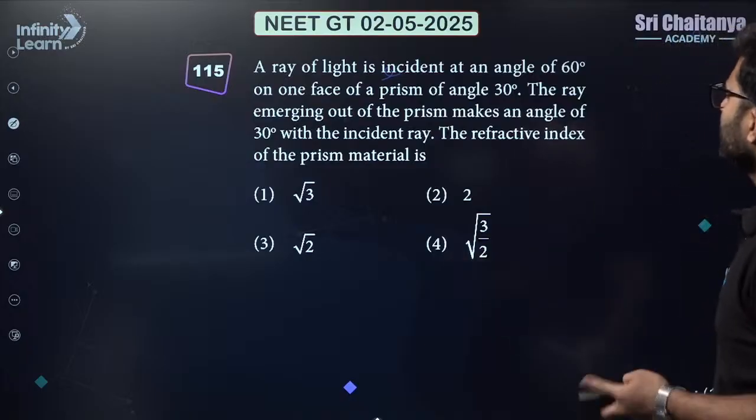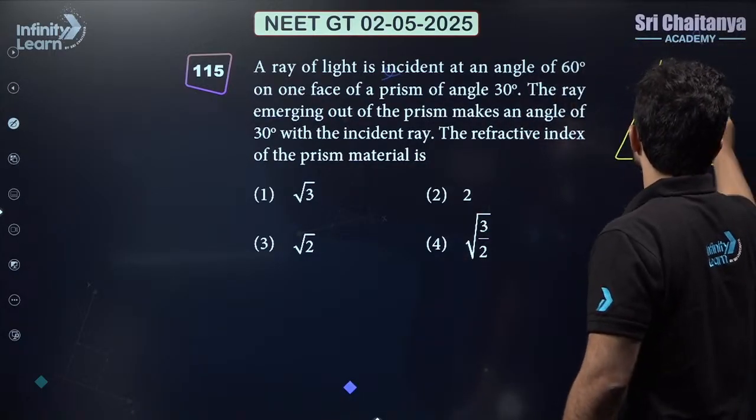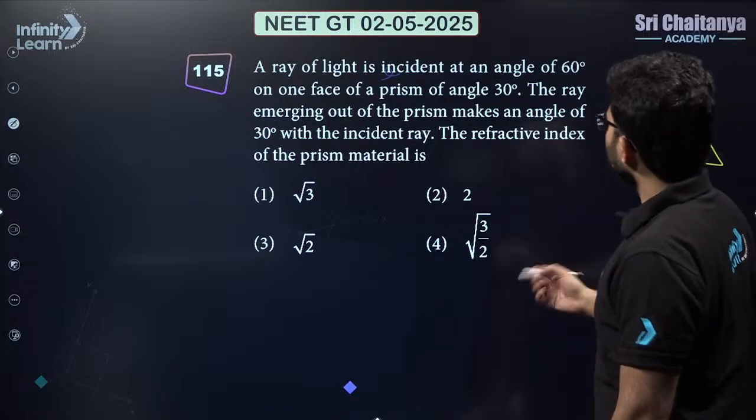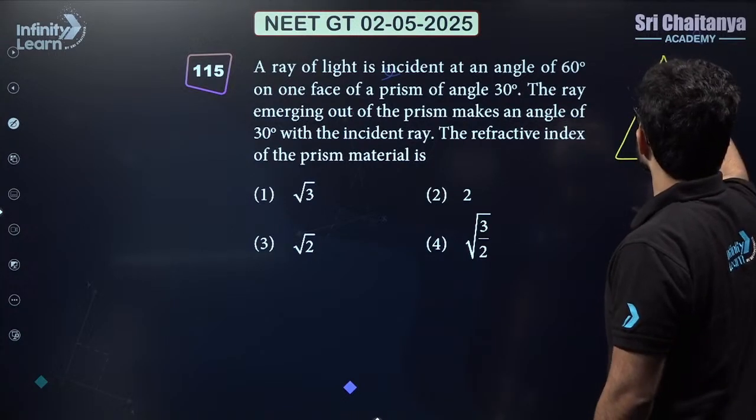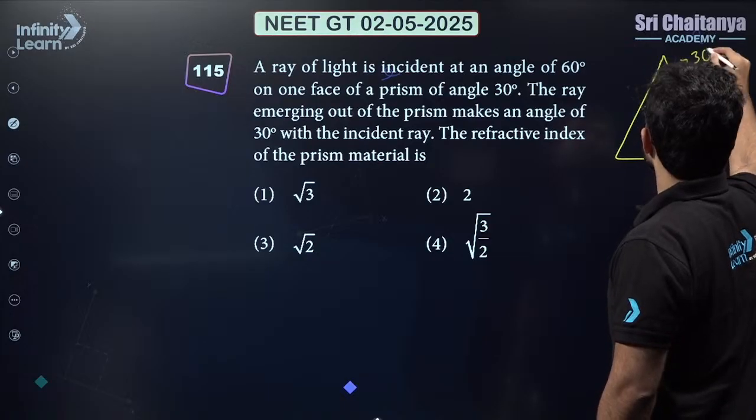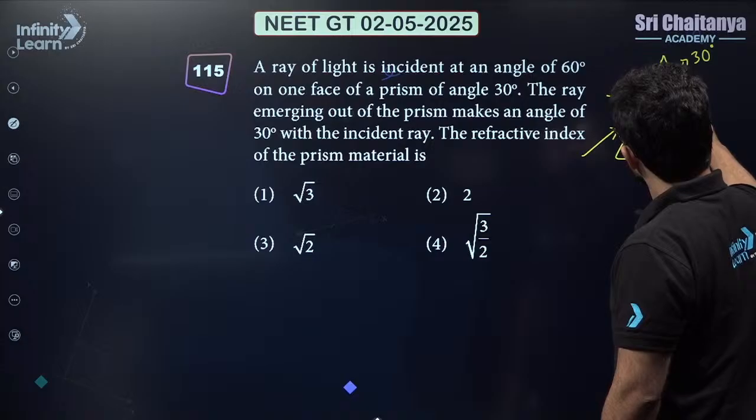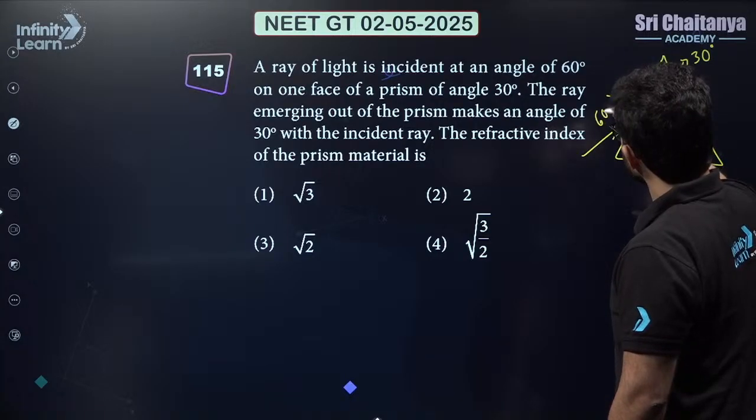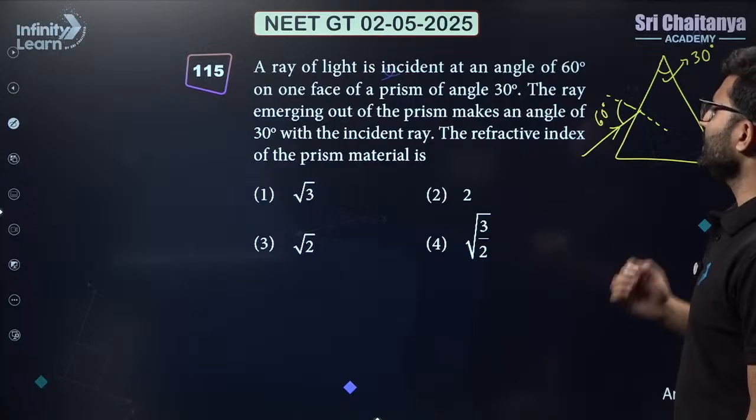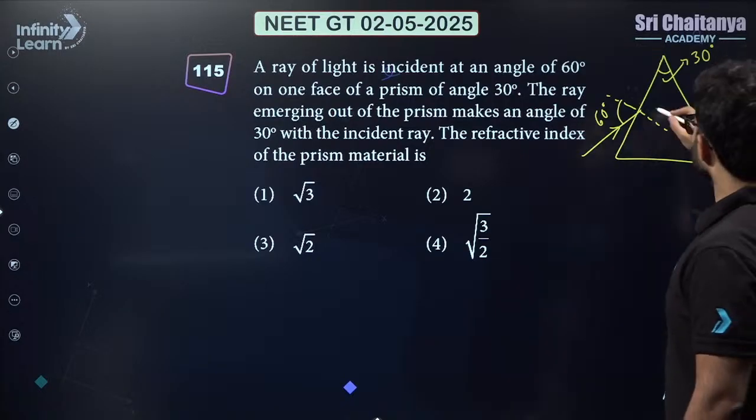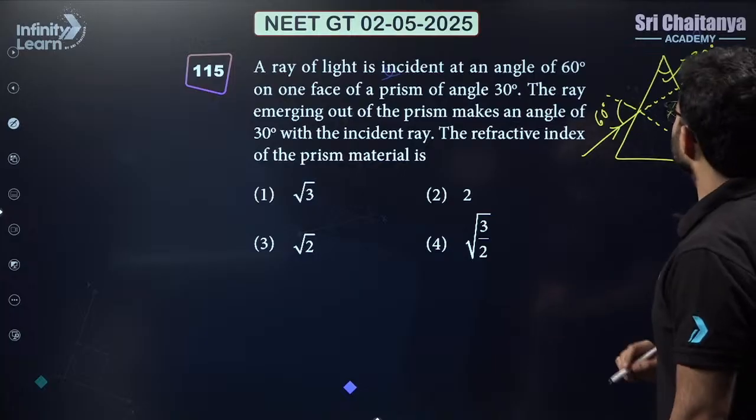A ray of light is incident at an angle of 60 degrees on one face of a prism. So let me make a prism here. We are incident at an angle of 60 degrees on one face of a prism of angle 30 degrees. So the angle of prism is 30 degrees. We are incident a light here like this at an angle of 60 degrees. The ray emerging out of the prism makes an angle of 30 degrees with the incident ray. So this is my incident ray.